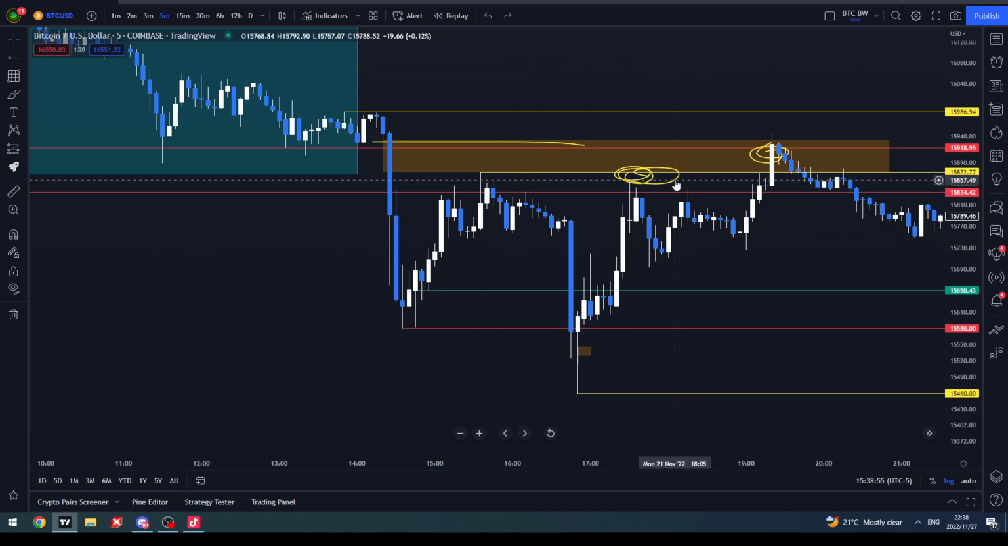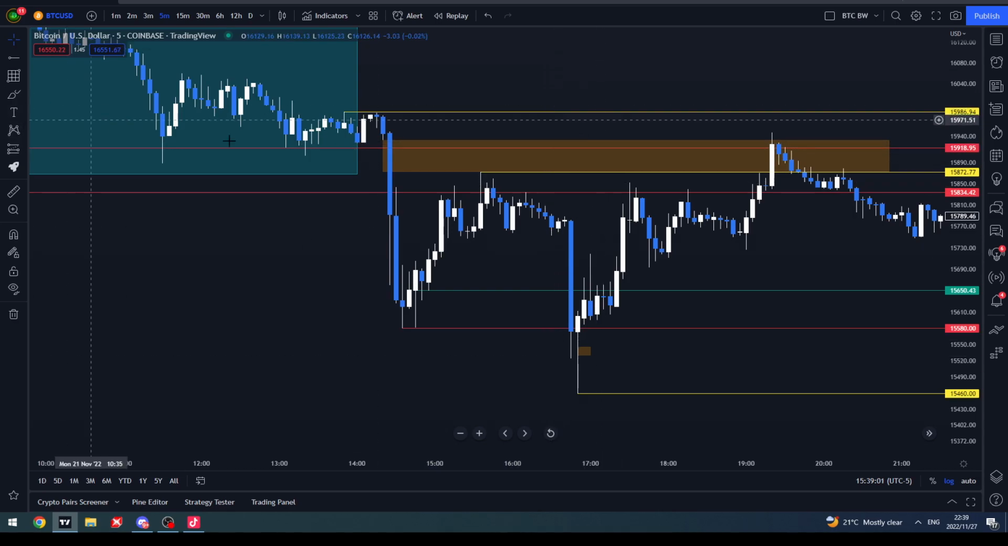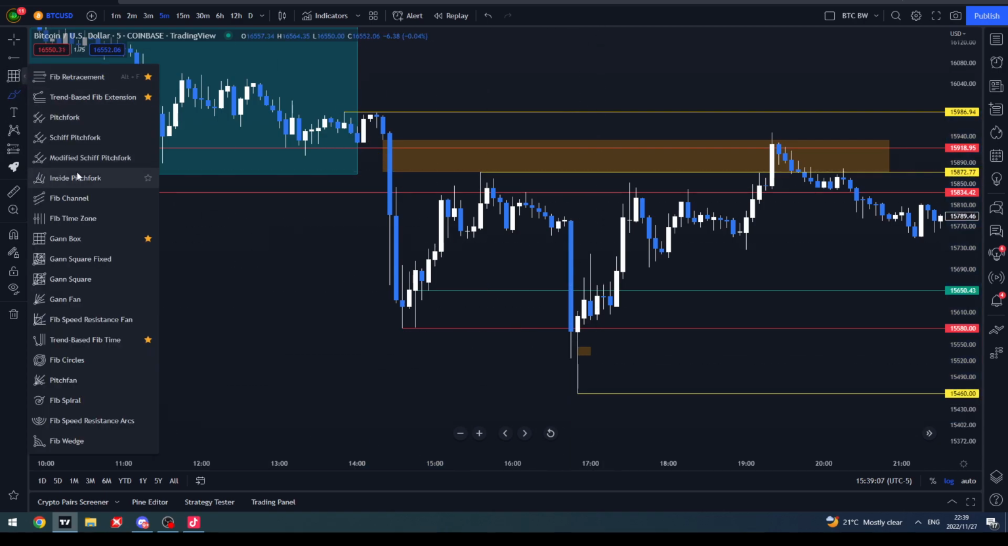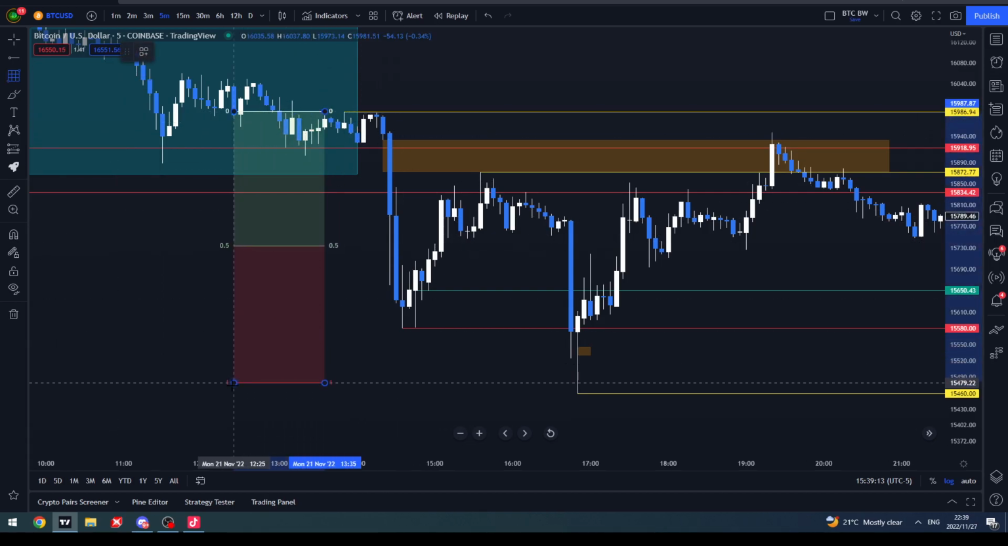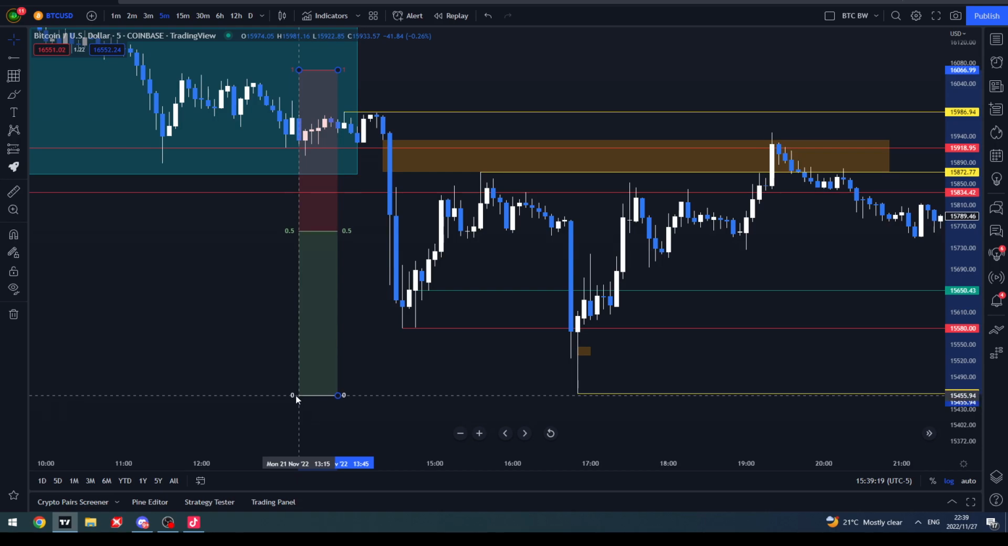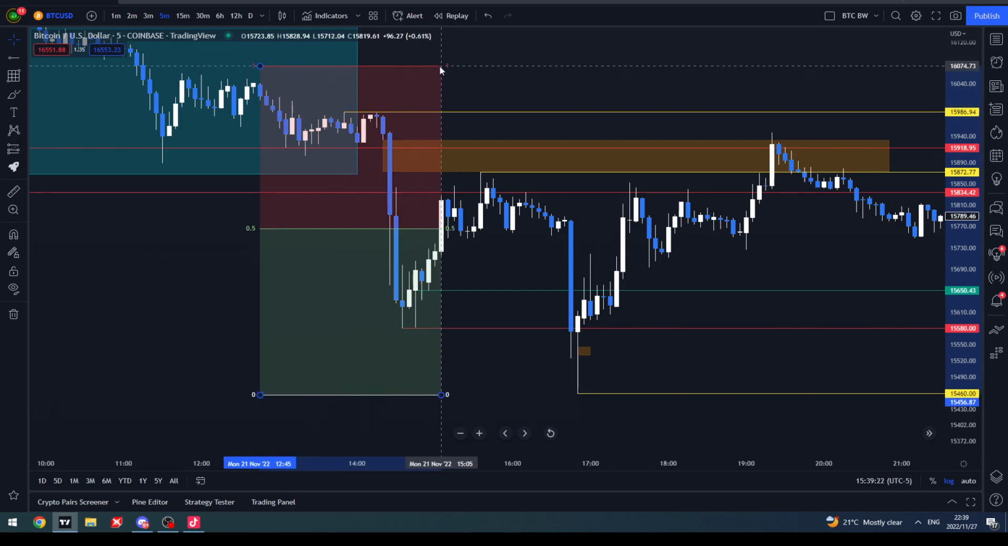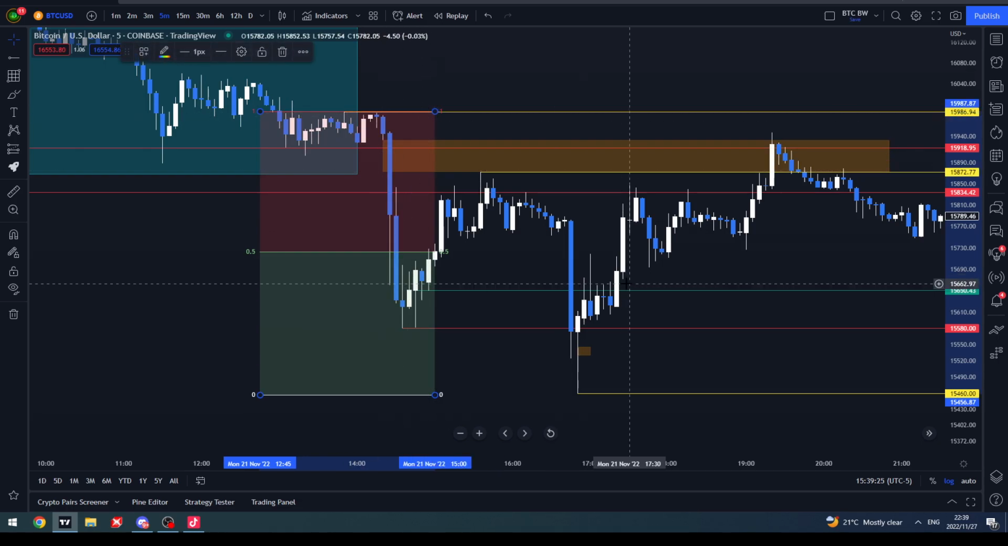Now this particular fair value gap is in the discount area of the range, being from here to here. We would look for anything above the 50%. Let's mark it off here. In a bearish dealing range, anything above the 50% is considered premium, and you would look to short it, right? So we can see here, as price moved above 15.7, we are now in the premium area of the range, the bearish dealing range, and we'll be looking for shorts.